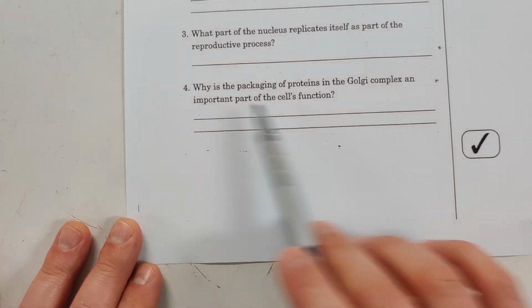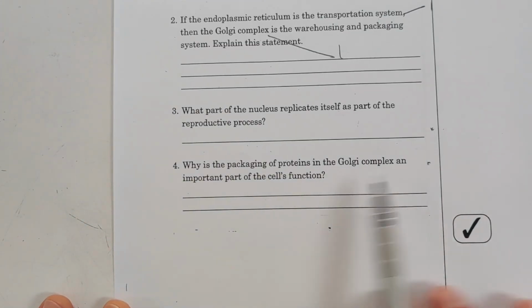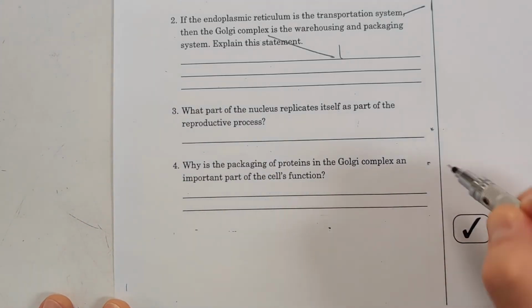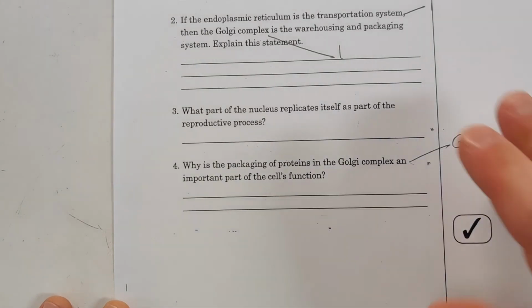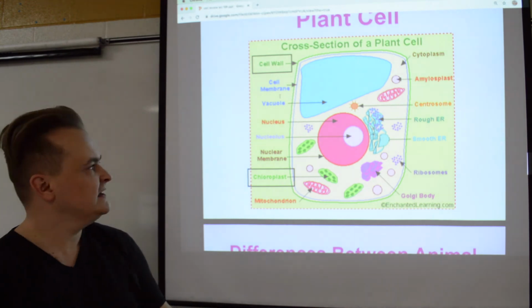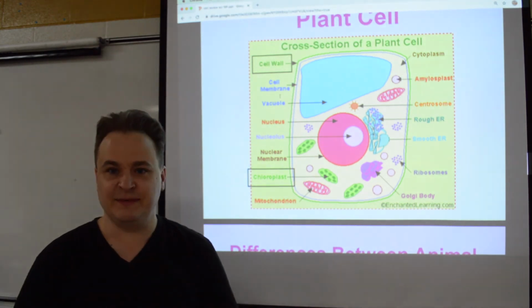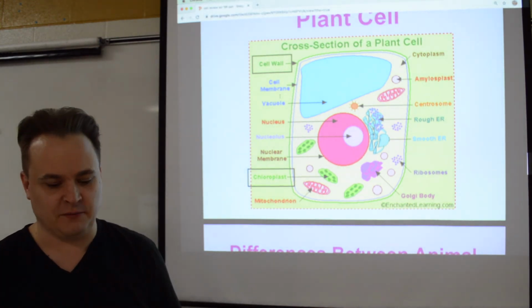Why is the packaging of proteins in the Golgi complex an important part of the cell's function? Look up the Golgi section, right? You're going to find out why that's important. Once you're done with everything, take a picture, send it to me, submit it for assignment number 3.